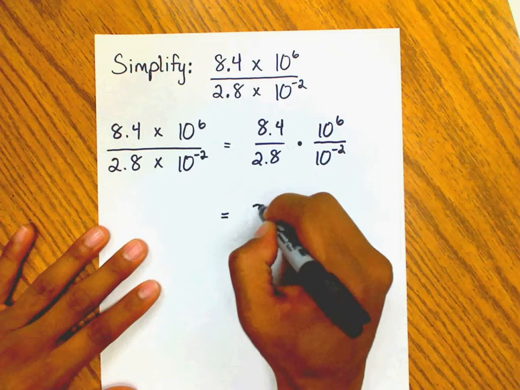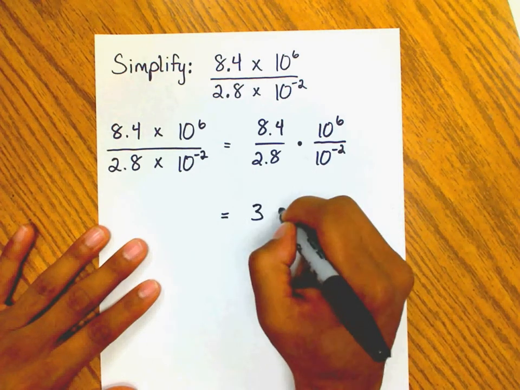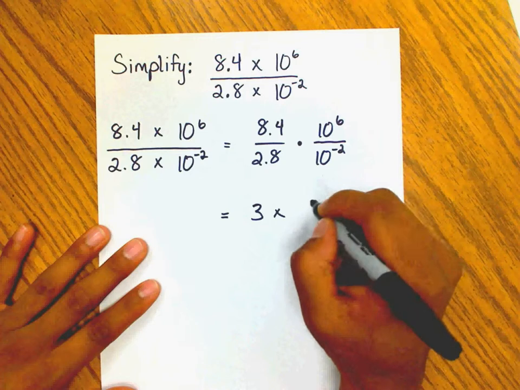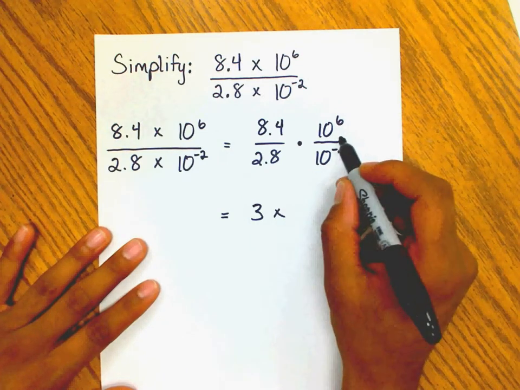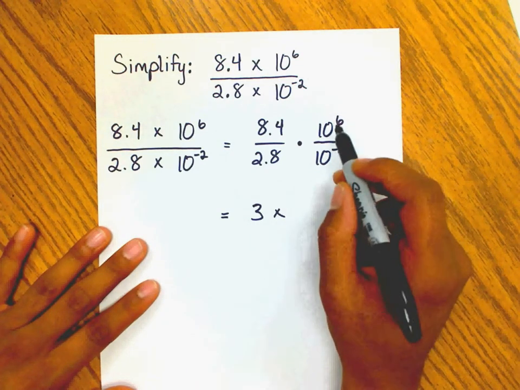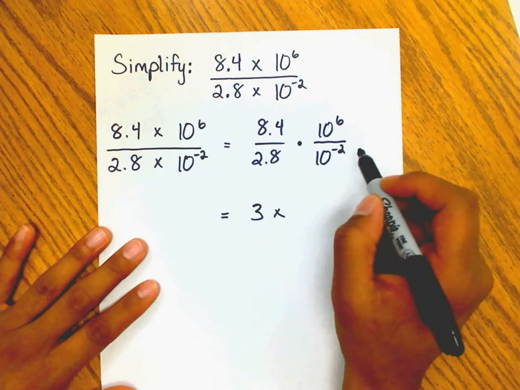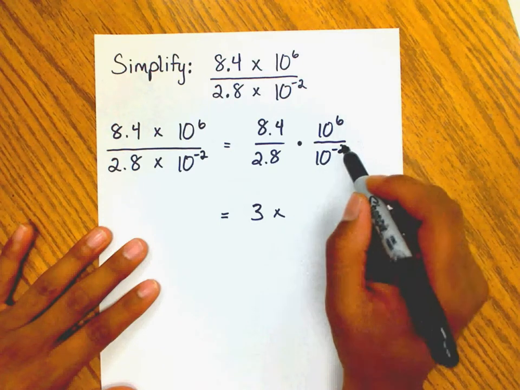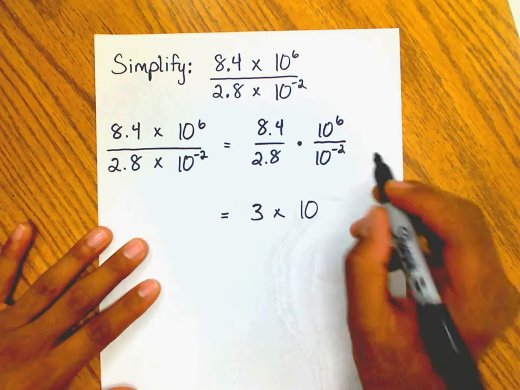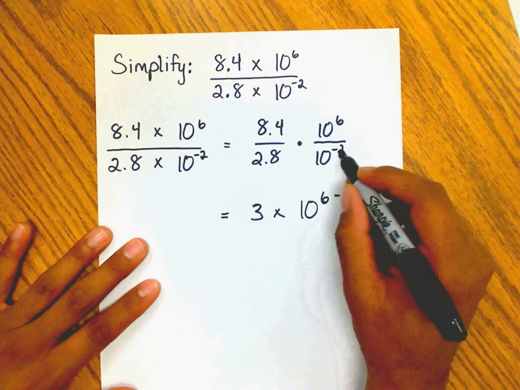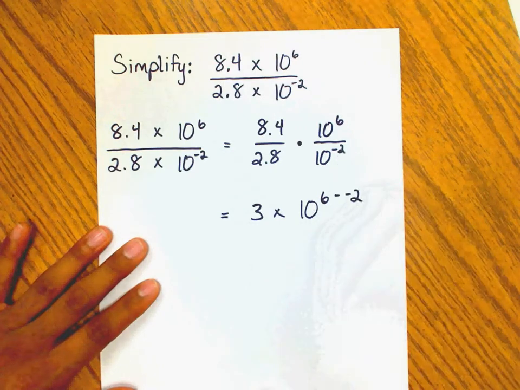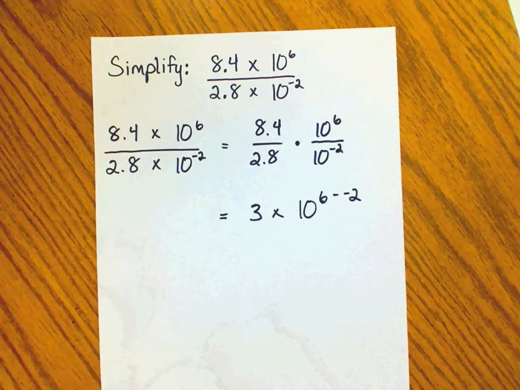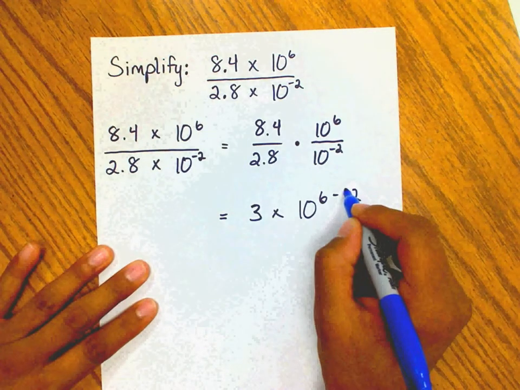Now I'm going to write times 10. Now, when you are dividing, you want to subtract your exponents. So this is what this is going to look like. When you have the same base, we subtract. So I'm going to write it as times 10 to the 6 minus, and since that's negative 2, I have to make it negative 2. Now, we know in math that when we have double negatives, such as we have here, it's really going to turn into a plus sign.